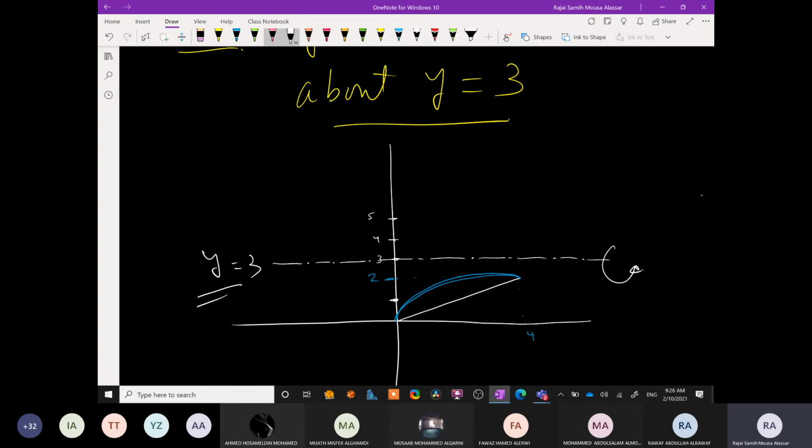Yes. Okay, so let's look at these points. If this rotates, this point rotates, where does it become? At 4. It will be here, correct? Yes. And if this point rotates, where does it become? At 6. So at 6, this becomes here.